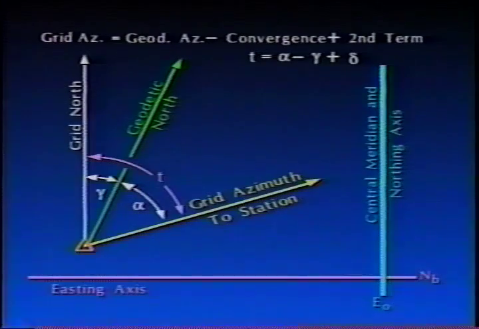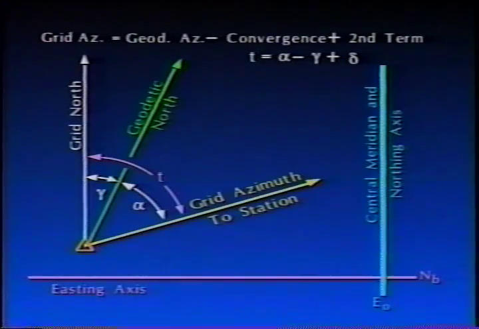Next, we see the equation t equals alpha minus gamma plus delta. Bearing in mind that the plane convergence angle in our drawing has a negative value, inspection of the drawing demonstrates that T is equal to geodetic azimuth minus plane convergence. The other term in the general formula is neglected here.